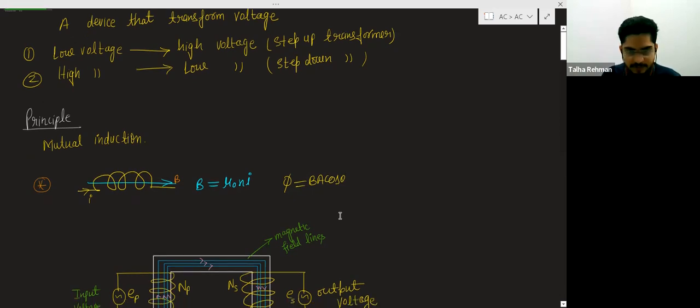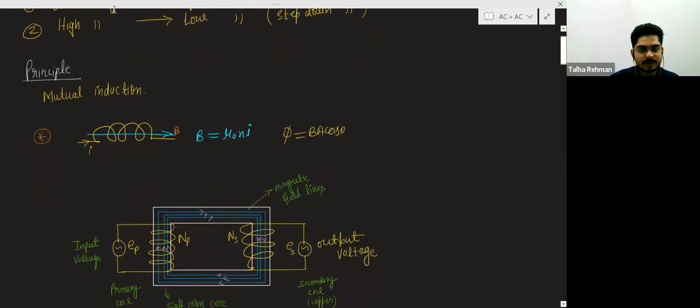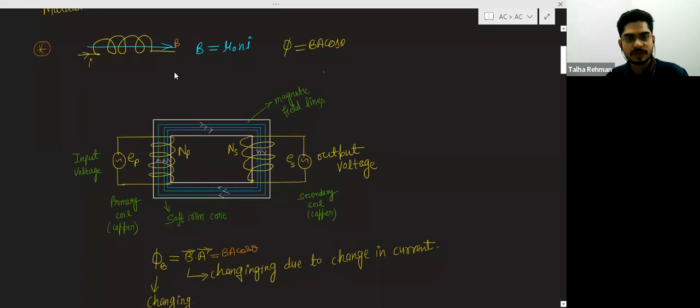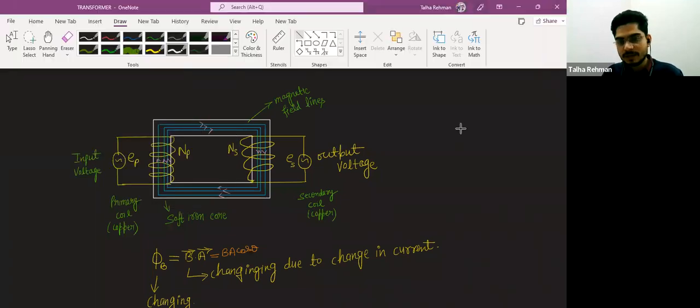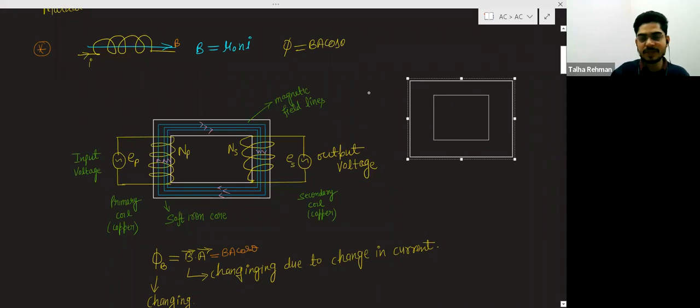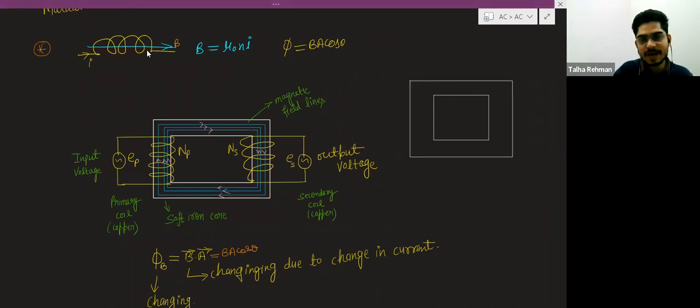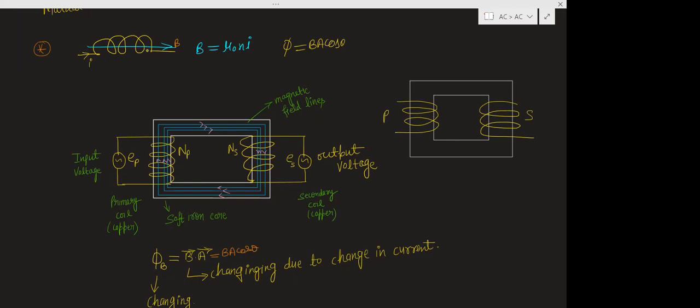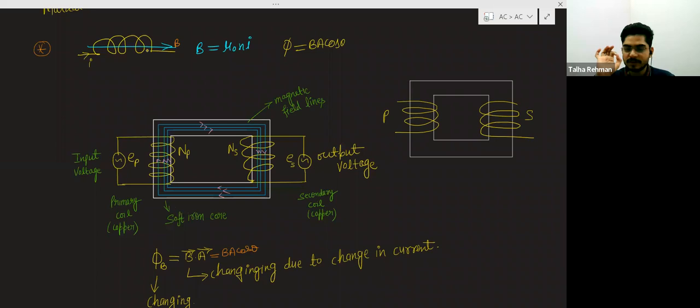Okay, so now this is the transformer. Basically, what is happening here in this transformer? First, we have taken a soft iron core. I will show you how I have drawn this. So basically, this is like this and like this. This is a soft iron core, and after that, I have just wound wire like this. Winding of wire is done on this. So basically, this is the primary winding, and this is the secondary winding. So this is the basic diagram of the transformer.